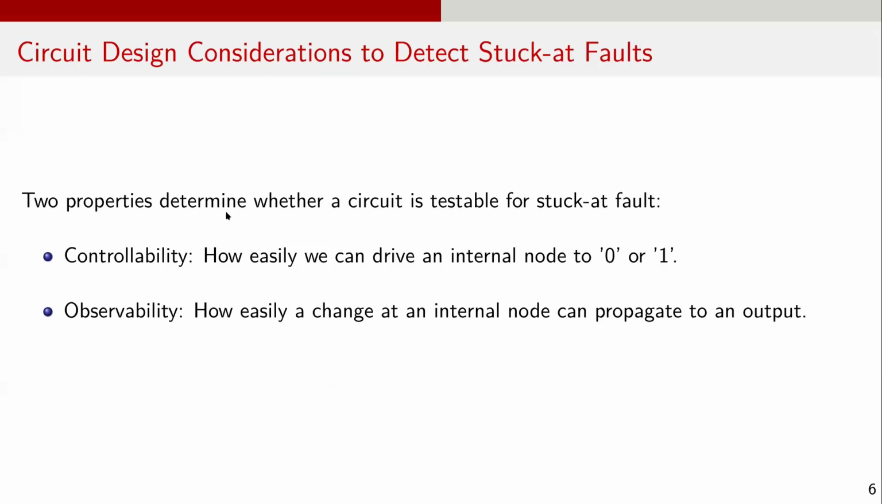There are two properties that determine whether a circuit is testable using the stuck-at fault model or not. The first is controllability. Controllability is how easily we can drive an internal node to logic 0 or logic 1. The other important property is observability. What it means is how easily a change at an internal node can propagate to the output. A well-designed testable circuit should have good controllability and observability.